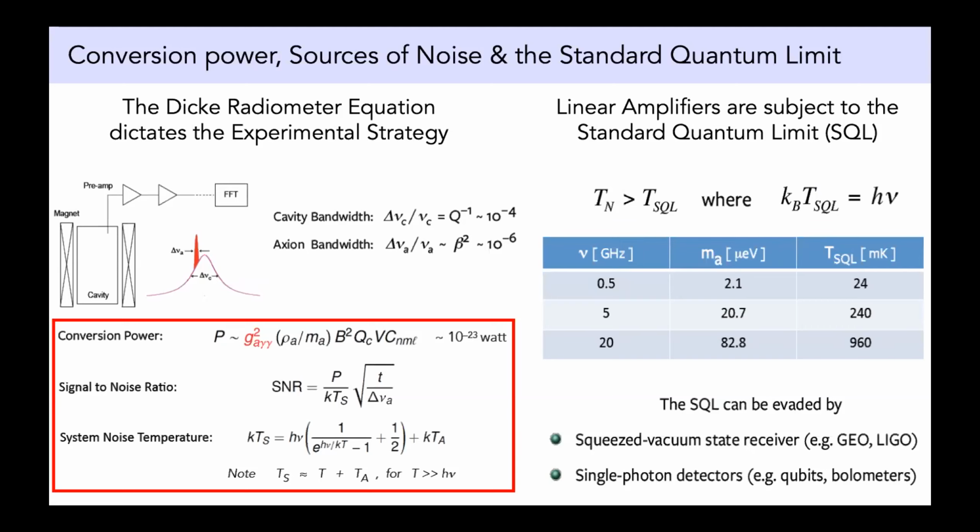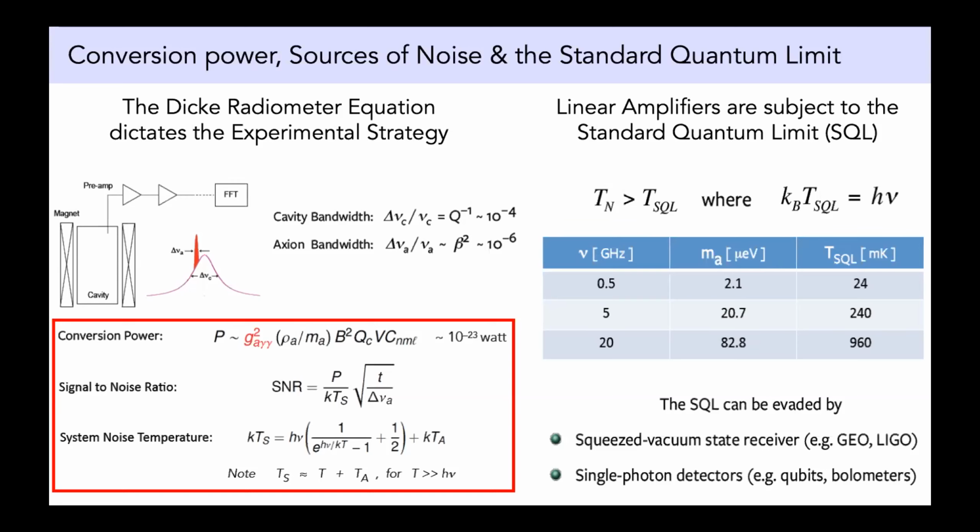Now, discovery is not simply an issue of power. Everything crucially pivots on the Dicke radiometer equation. The signal to noise is the ratio of the power to the noise power, times the square root of the integration time divided by the bandwidth.